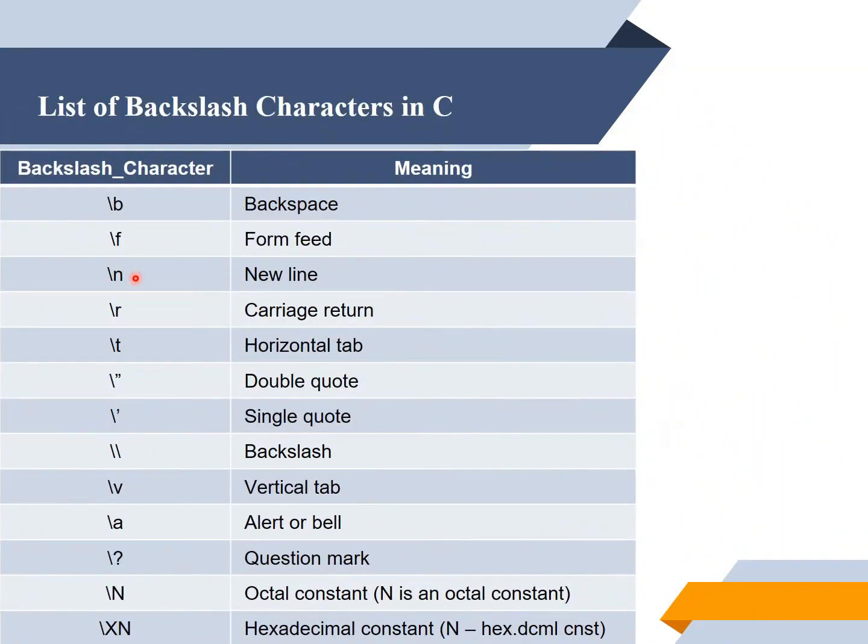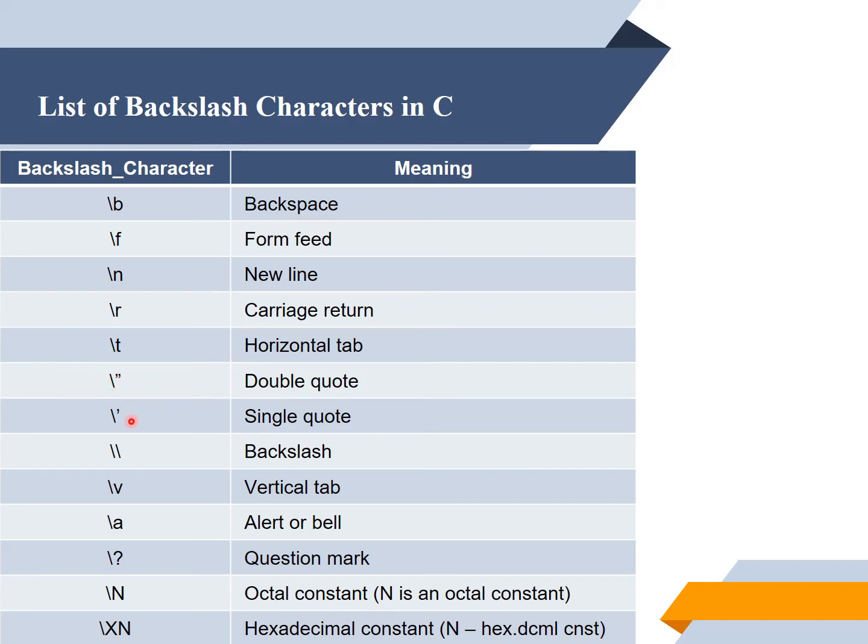The backslash characters. If I am using backslash b, it means I want a backspace to be there. Backslash f is form feed. Backslash n means a new line will appear. Backslash r is carriage return. Backslash t is horizontal tab. Backslash double quote: you cannot use double quotes as they are, it is a special character. But if you want it printed as it is, you have to make use of a backslash. So it will overrule its specific meaning and treat it as a simple character.